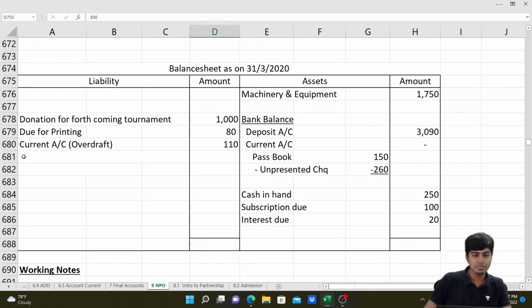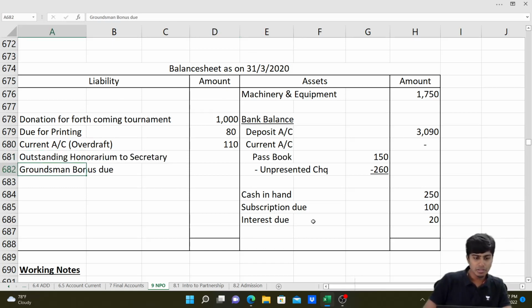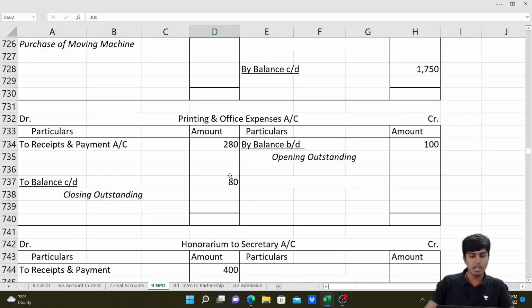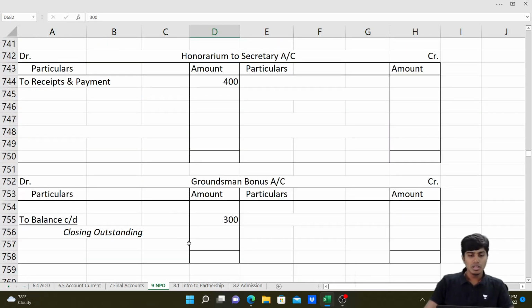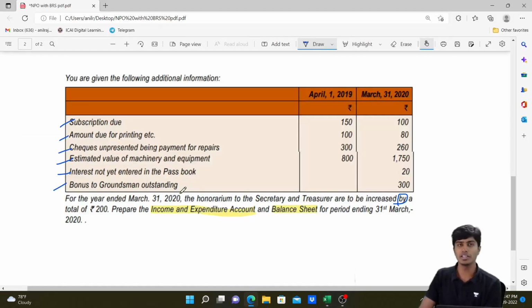Closing balance sheet. This is balance sheet as on 31st of March. As a liability, groundsman bonus due 300. Get it? Groundsman bonus due 300, and this is coming from our bonus due account. Now this ledger closing will be, basically, it is current year expense. We'll write it by income and expenditure account on the credit and then write it to our income and expenditure account, but we'll do that later. We'll finish off all other items and then go to that.